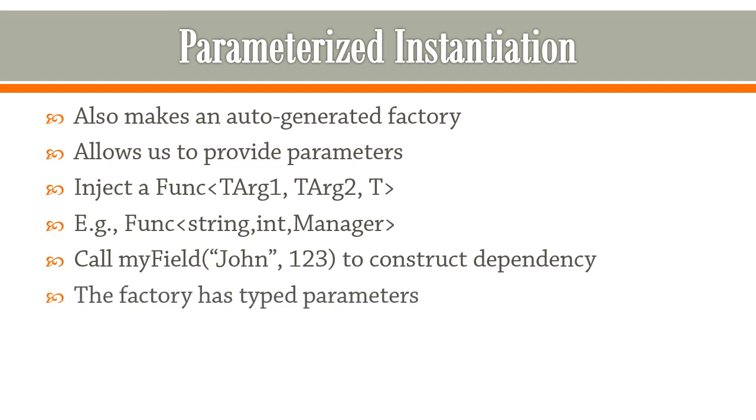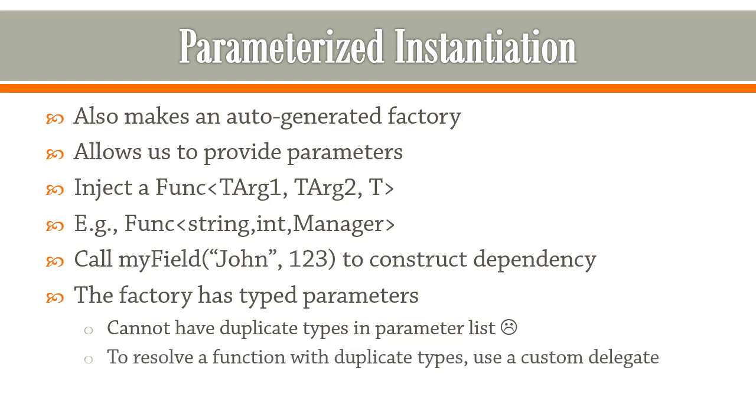Now, the idea here is that the factory has typed parameters, and this is not great. In fact, having typed parameters as opposed to named parameters, for example, is a bit of a problem because you cannot have duplicates in the parameter list. So for example, if you had a manager which would need to be constructed from two strings, you couldn't do it. And for this, you would have to use something else like a custom delegate if you want to resolve a function which does in fact have duplicate types.